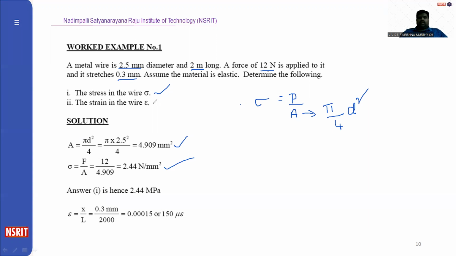Then we are asked to find the strain. Strain is nothing but change in length by original length. The wire stretches by only 0.3 mm, so the change in length is 0.3 and the original length is 2 meters. I'll convert into mm, so it is 2000. So 0.3 by 2000 is 0.00015, and strain does not have any unit. I hope it is easy.